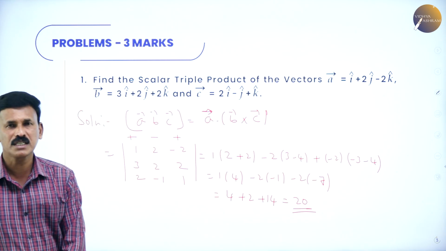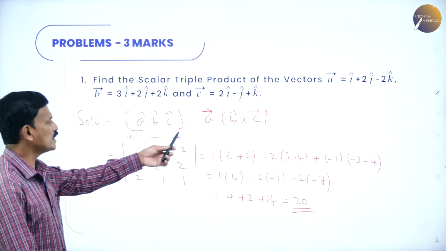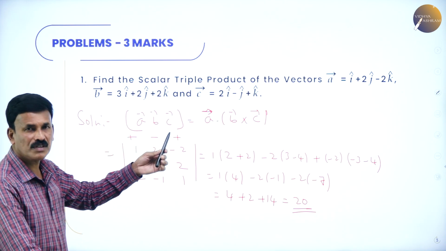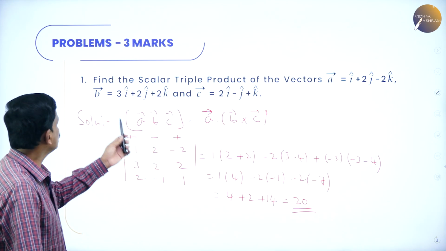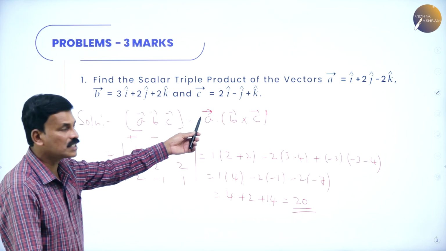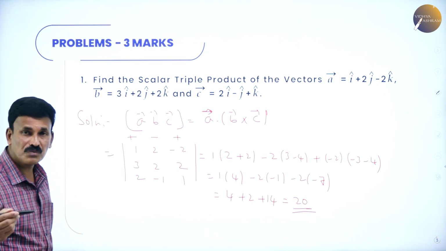See here, I will explain once again. So the box product or scalar triple product is nothing but A dot B cross C, which is equal to a determinant. The coefficients of i, j, k in the vector A are 1, 2, minus 1. And for the second vector B, they are 3, 2 and 2. And for the third vector, vector C, they are 2, minus 1 and 1. Simplify this, expanding with respect to the first row.